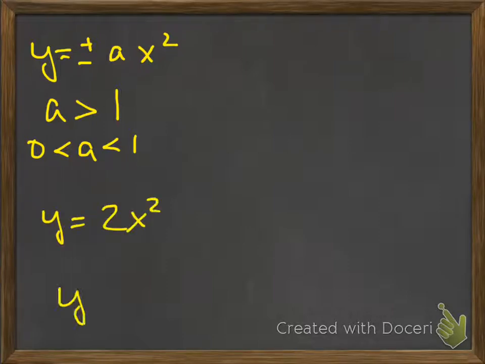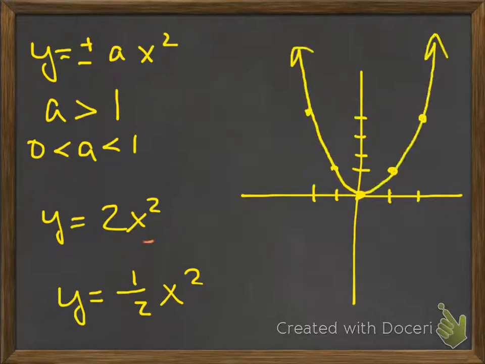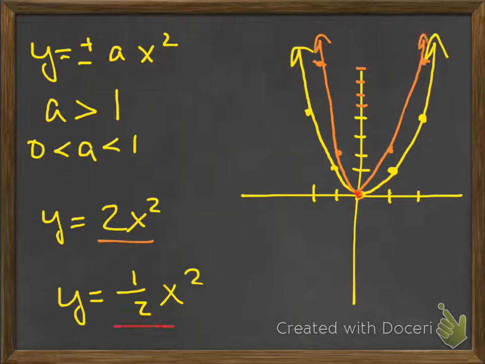So here I'm going to do y equals 2x squared and y equals 1/2 x squared. In yellow, I'm going to do the parent function, y equals x squared. And you can see me plotting the points and creating that. Now in orange, I'm doing 2x squared. And in red, I'm doing the 1/2 x squared. Using the terms narrower and wider, which color was narrower? Yeah, I know, it's kind of a weird word. Just go with it.